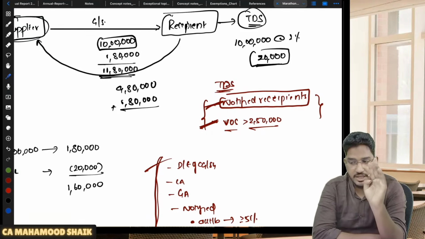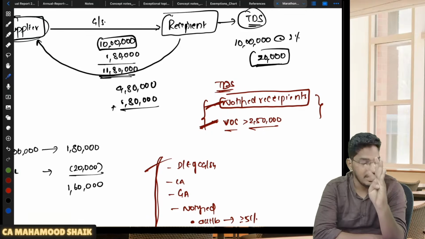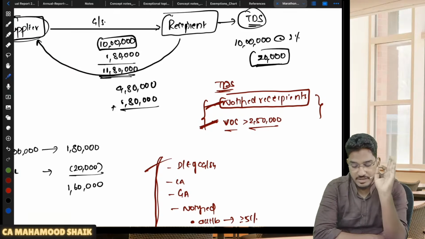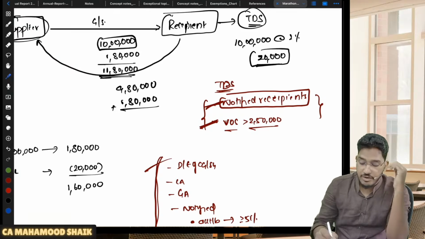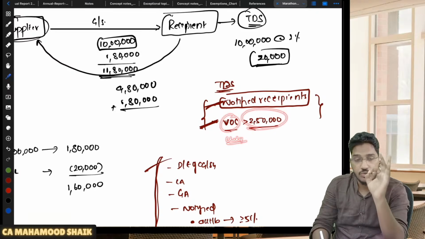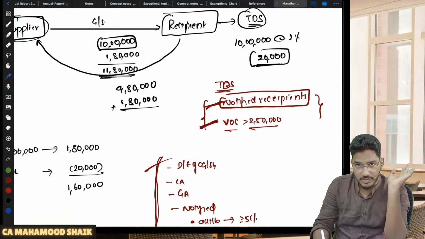Two conditions for deducting TDS. Number one, the recipient should be a notified recipient. Number two, the value of supply under a contract must exceed 2,50,000 rupees. Then only TDS will be deducted. So here you have to be very careful. They don't just say value of supply under a contract. When under a contract the value of supply has exceeded 2,50,000 rupees, then only TDS is required to be deducted.